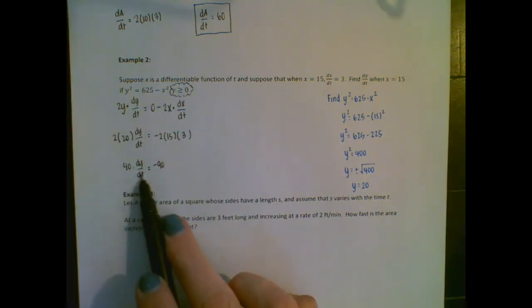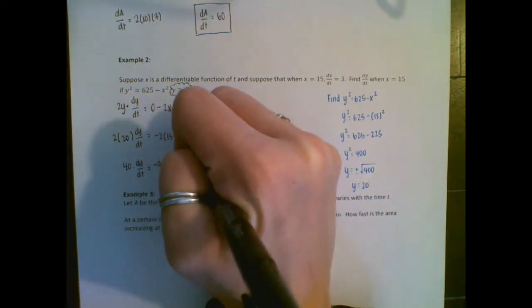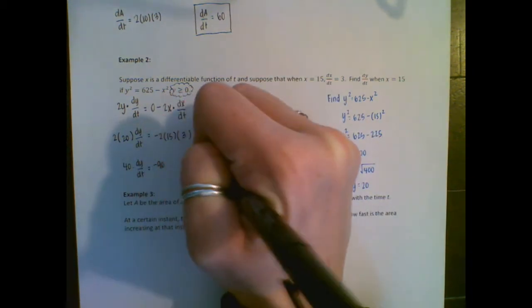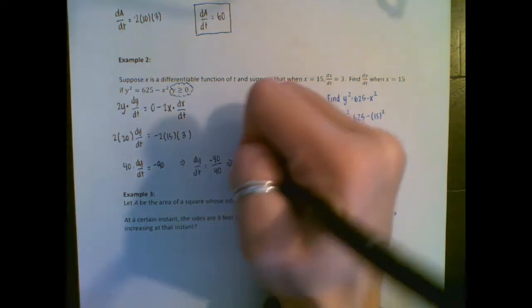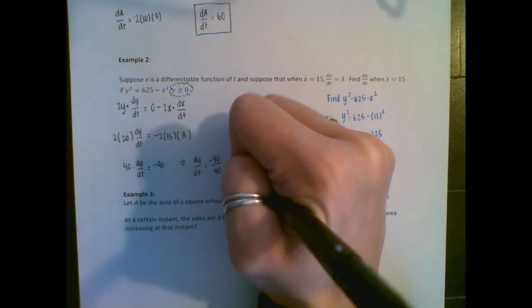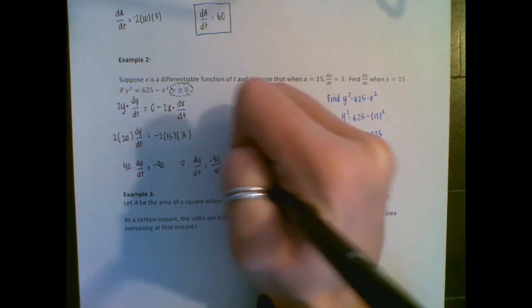And then to solve for dy/dt, I'm just going to divide each side of this equation by 40. So dy/dt would be -90 divided by 40. But I would want to simplify that as much as I can. So dy/dt is going to be -9/4.